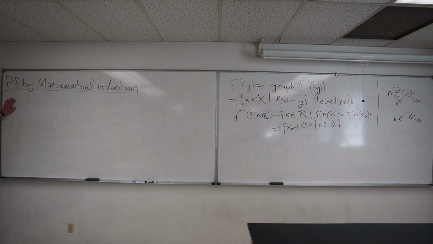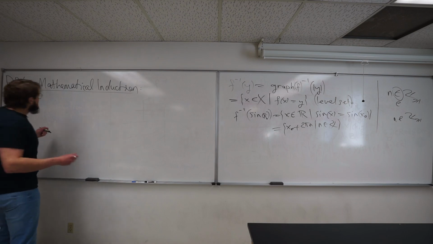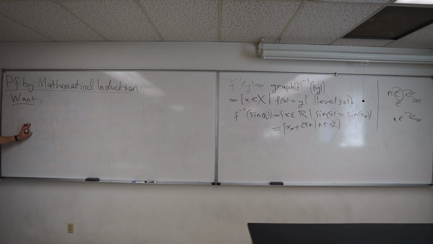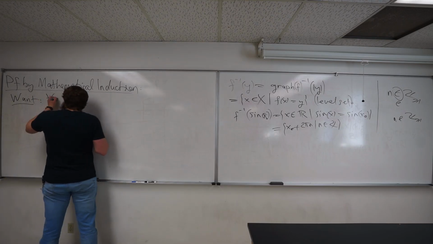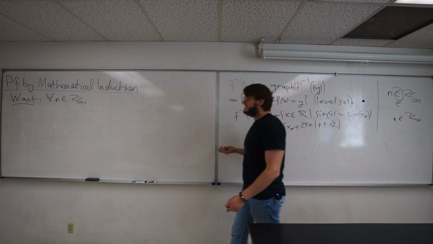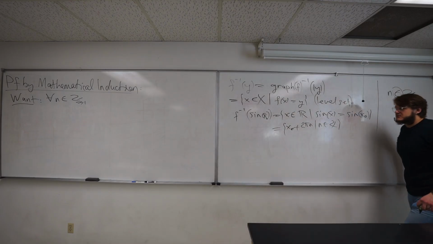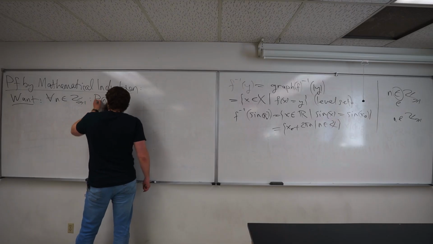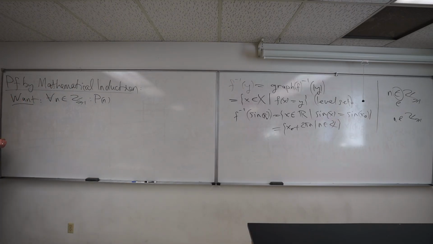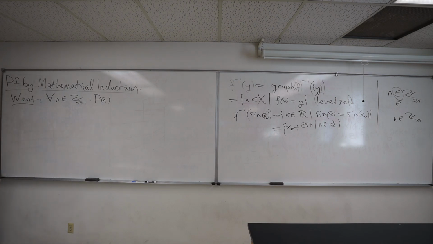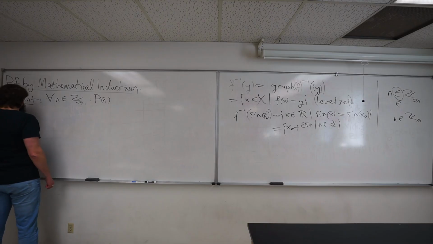Okay, proof by mathematical induction. This time, I want to have a claim of the following form, let's say: for any n, let's say starting with 1. Starting at 1 is not necessary, but this is a standard way of writing things. P of n. This is a logical statement that depends on one variable n. Then you prove it like so.